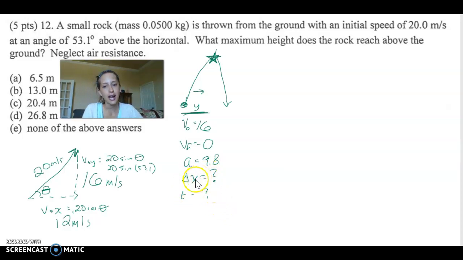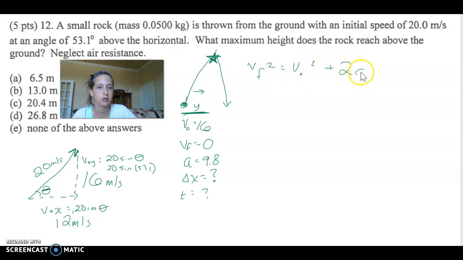So we need an equation that has x in it and does not have time in it. That is the squaredy one. Okay, so vf squared equals v naught squared plus 2ax. So the final velocity is 0. When you square 0, it's still 0. 16 squared plus 2 times 9.8 times x. X is, we don't know.